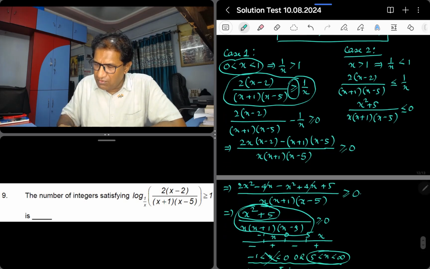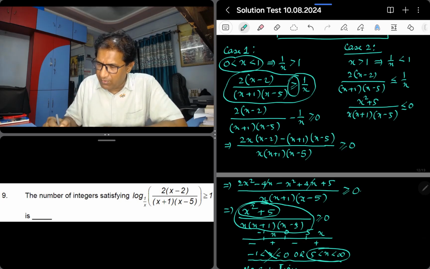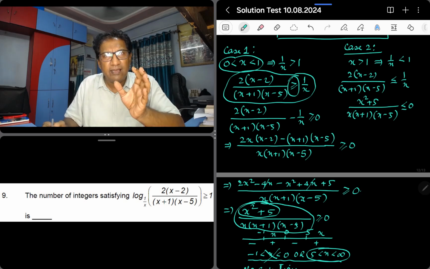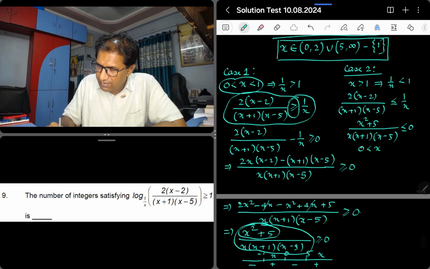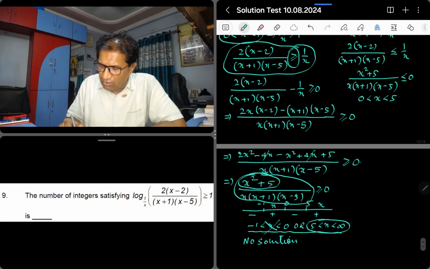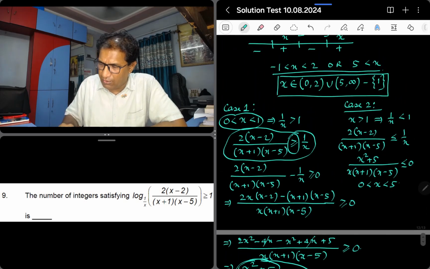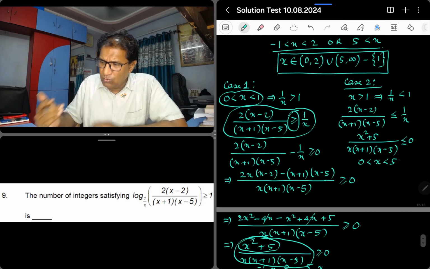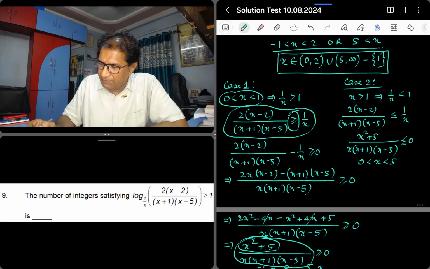So in that case, we will draw exactly the same number line. But here we are going to take the negative region. Therefore, we will say that x is lying from 0 to 5, because there is no point of taking any value which is less than minus 1 as x is greater than 0. And in case 2, we have already taken that x is greater than 1. So there is no question of taking that region. So x will be greater than 0, less than 5.